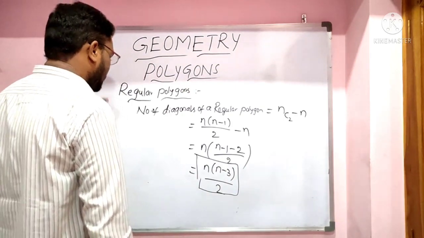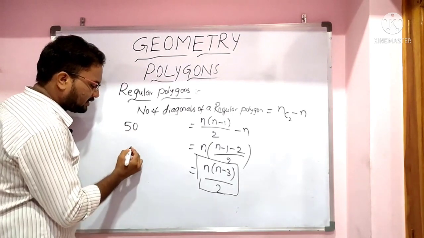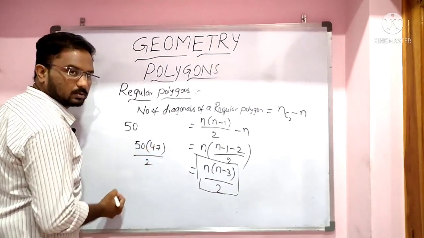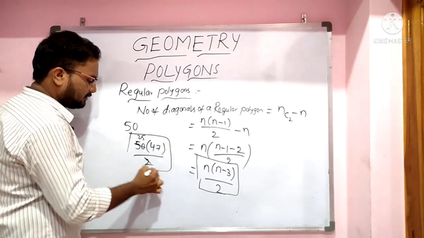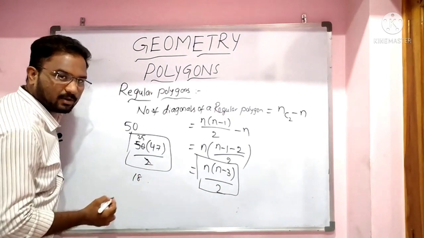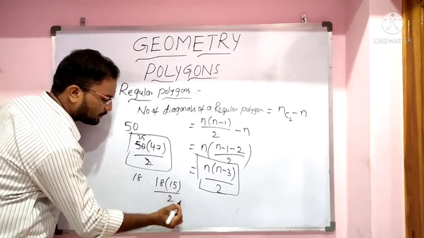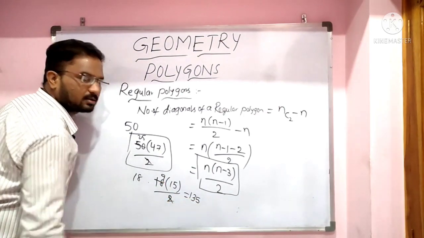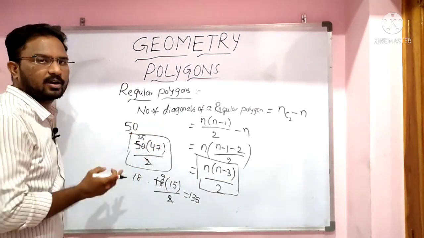So if a polygon has 50 sides, then the number of diagonals equals 50 into (50 minus 3), 47, by 2. So 25 times 47, which is 1175. These are the number of diagonals for this polygon. If the number of sides of a polygon is 18, then find the number of diagonals. 18 into (n minus 3), 15, by 2. So 9 times 15, total 135 diagonals. Like this you will find the number of diagonals of a regular polygon.